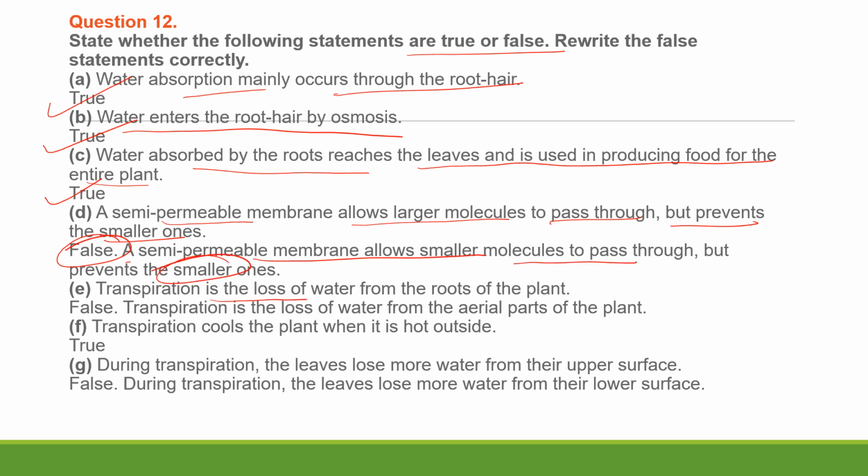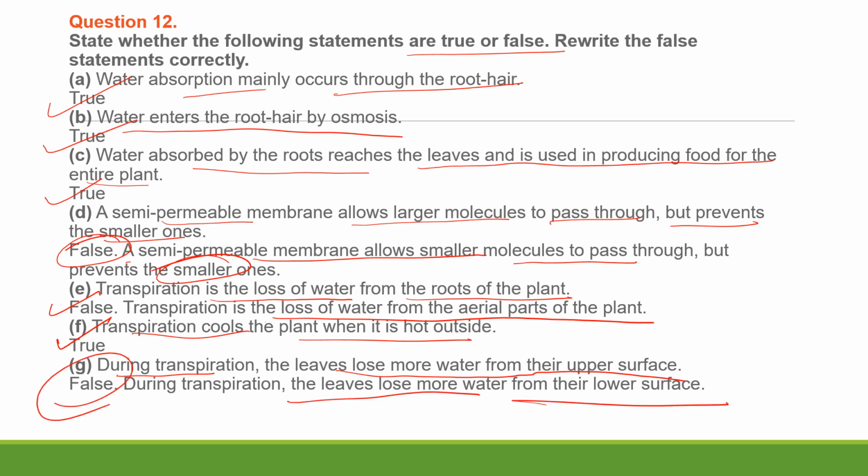What is it doing? It is allowing the smaller molecules to pass through but preventing the larger ones. Now, transpiration is the loss of water from the roots of the plant. It's false, because transpiration is the loss of water from aerial parts of the plant. Transpiration cools the plant when it is hot outside. It is true. In transpiration, the leaves lose more water from the upper surface. No, it's false. It is losing water from the lower surface.